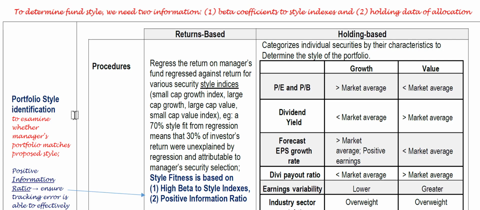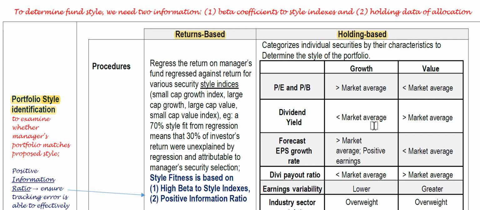How do we identify style in a portfolio? Portfolio style identification has two approaches. One is return based, and one is holdings based. We have discussed that in the previous notes. This time, I'd like to summarize it and make sure everybody understands that there are two basic approaches to determine or identify portfolio style, like growth versus value, for example.